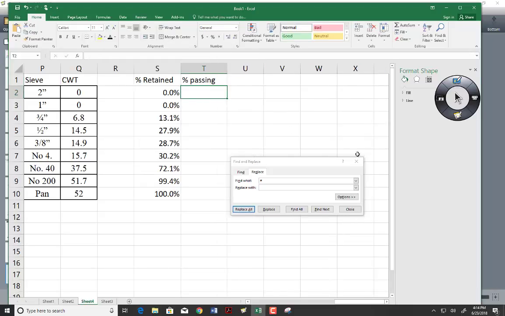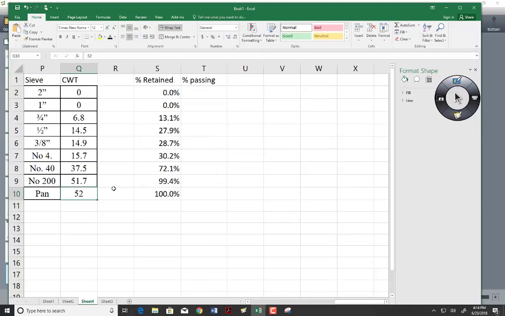I'm expecting you to be able to take 0, divide by 52, and get 0%. Take 0, divide by 52, get 0%. Take 6.8, divide by 52, and get 13.1%. Take 14.5, divide by 52, get 27. Take 14.9, divide by 52, get 27.9. Take 14.9, divide by 52, get 28.7. Take 15.7, divide by 52, get 30.2. Take 37.5, divide by 52, get 72.1. Take 51.7, divide by 52, get 99.4, and 100. I'm expecting you to be able to do that.